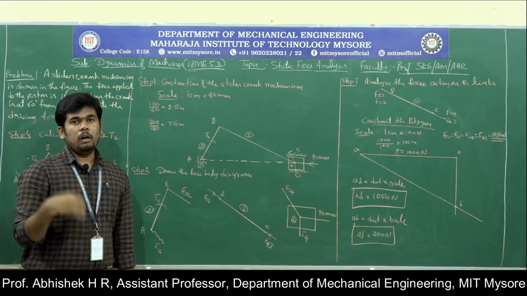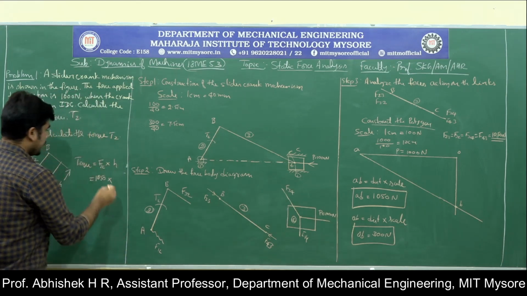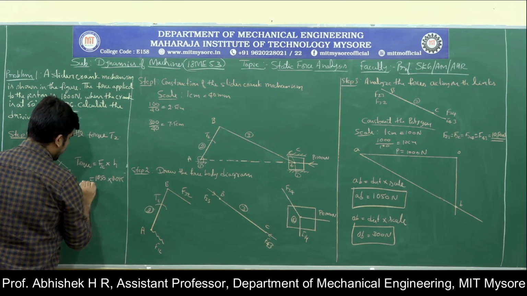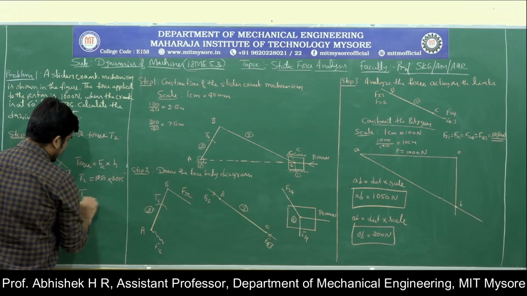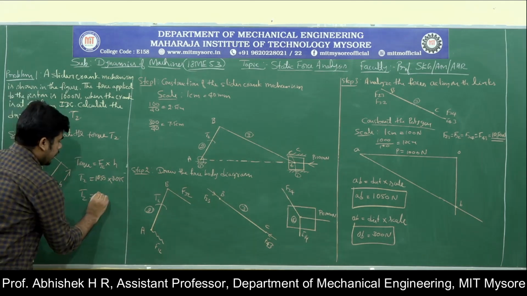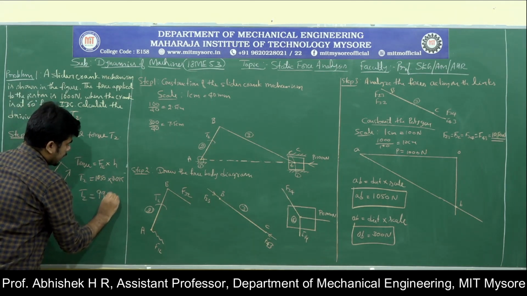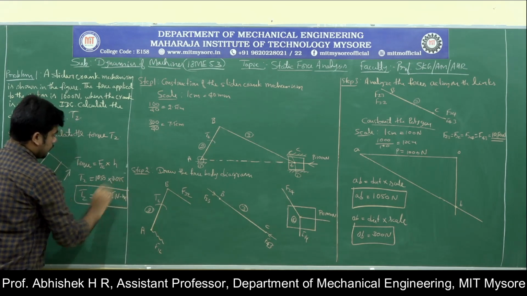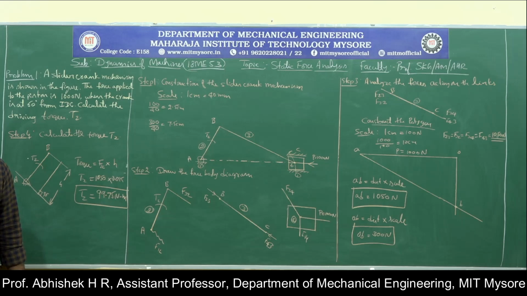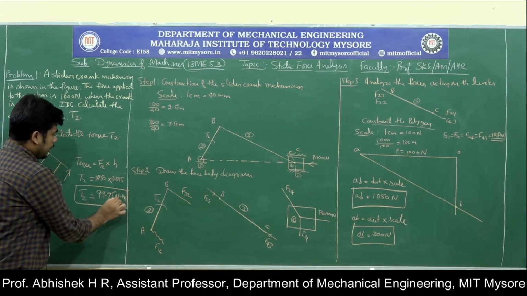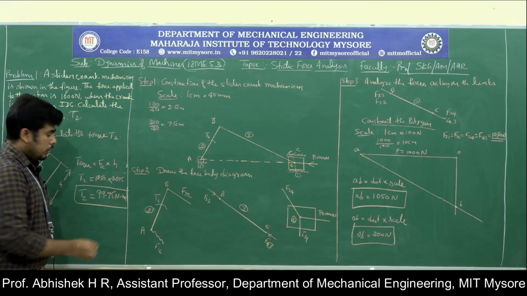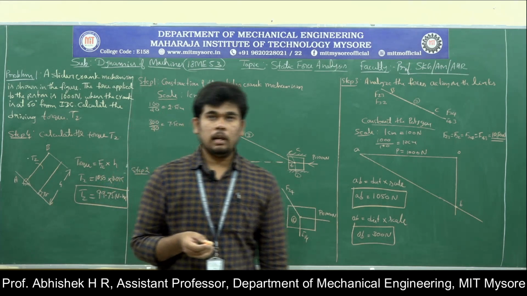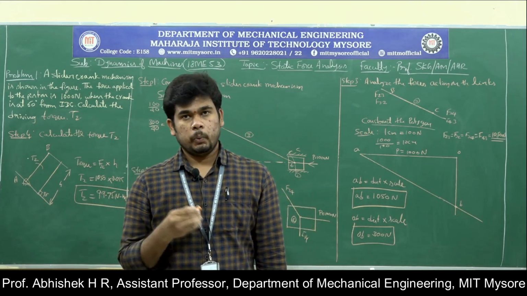So take it in meter or millimeter. So I will consider in meter, 0.095 meter. So the T2 value will be 99.75 Newton meter. So this is the required torque that we have calculated acting on the link 2.